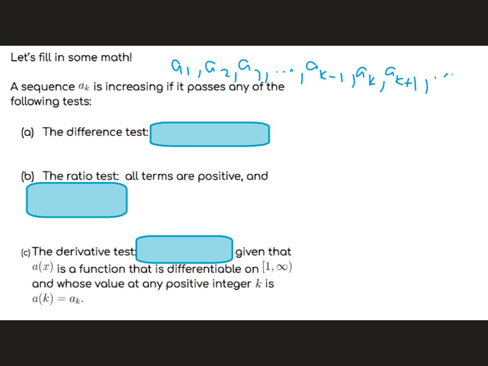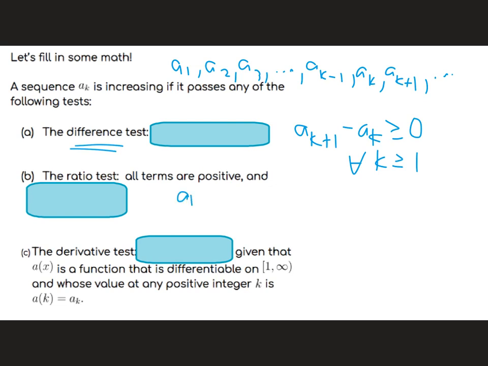But a difference means subtraction. So let's take AK plus 1 and subtract AK. If we are increasing, that number has to be greater than, perhaps equal to 0, for all k greater than or equal to 1. And I'm going to use fancy terminology. So that means if I subtract 2 consecutive terms, do the term minus the previous term, I better get a positive number. All right, ratio test has to do with division.